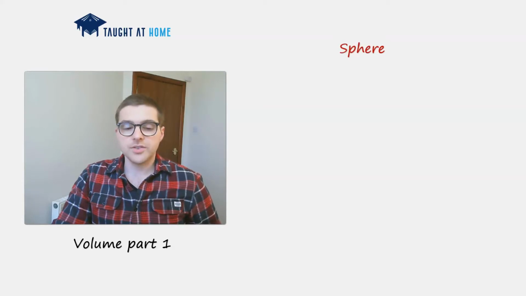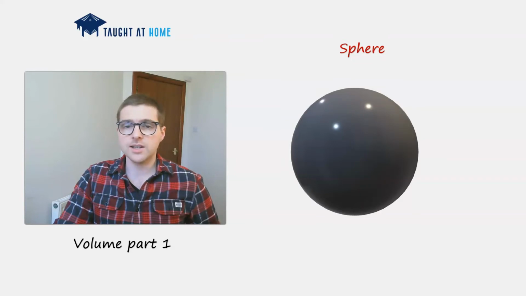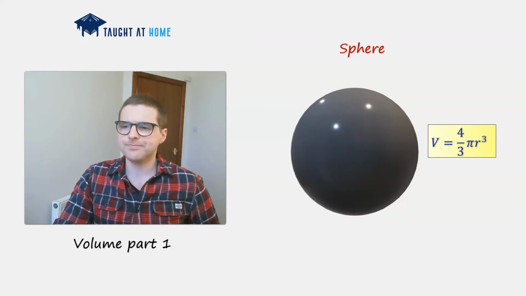And finally we've got a sphere. A sphere, as we should all know, is a ball shape. So from the center, every single point of this sphere has a length of r, the radius. And we can say that the volume of this is 4/3 pi r cubed.